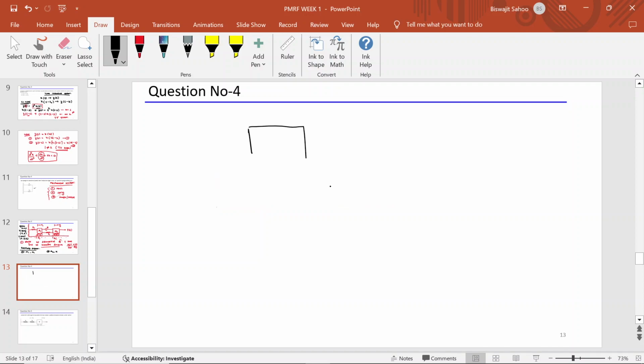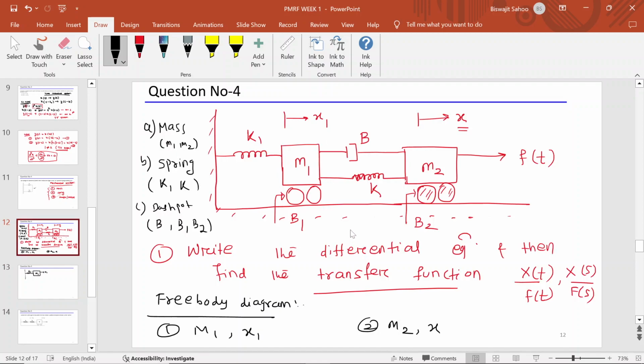So this is the free body diagram of mass m1. Here is the rigid body which is attached with the spring k1, and here the displacement of m1 is x1. Go back. Now you see, the body m1 is moving to the right side because of the force f of t.